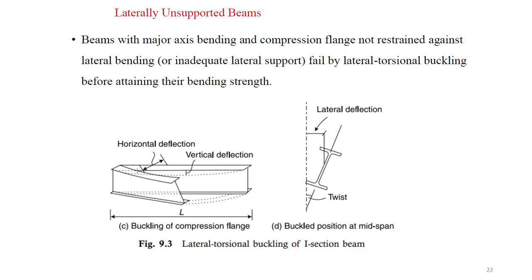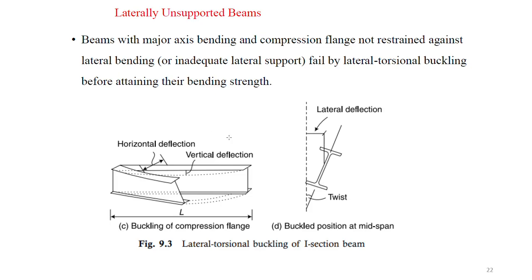There is no provision we have provided to restrict these deflections. We are not going to resist deflections for this beam. No material or support has been provided to overcome this rotational, torsional deflection, okay. This type of beam we call the laterally unsupported beam, okay.